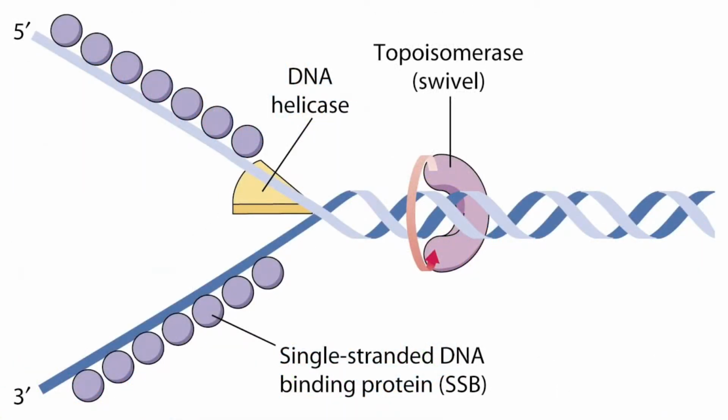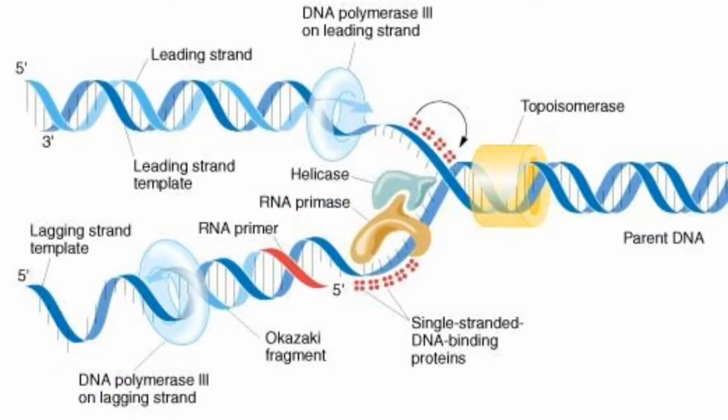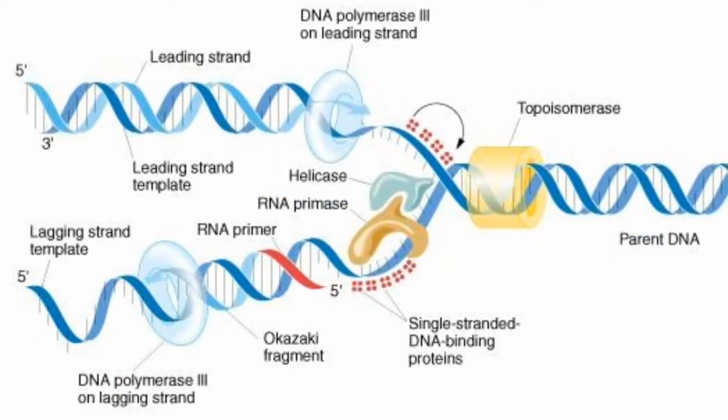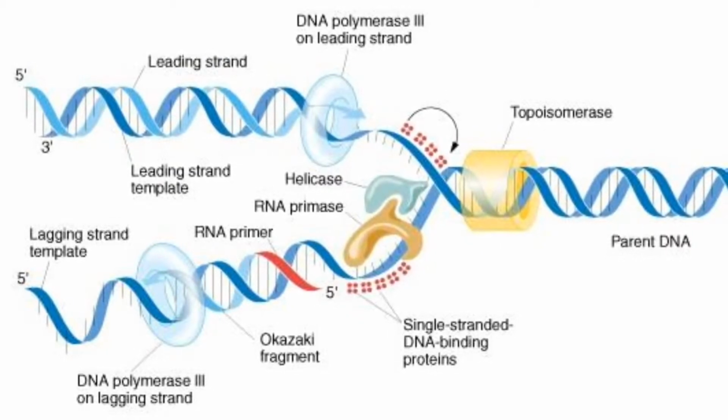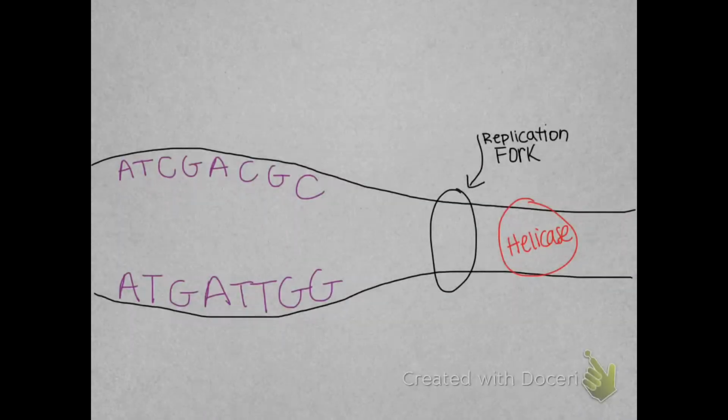The separation of the 2 strands of DNA can sometimes result in the overwinding of the DNA after the replication fork, so the enzyme topoisomerase is required to regulate the twisting of the DNA molecule. After helicase breaks the hydrogen bonds between the 2 strands and forms the replication fork, we are left with a leading strand and a lagging strand.